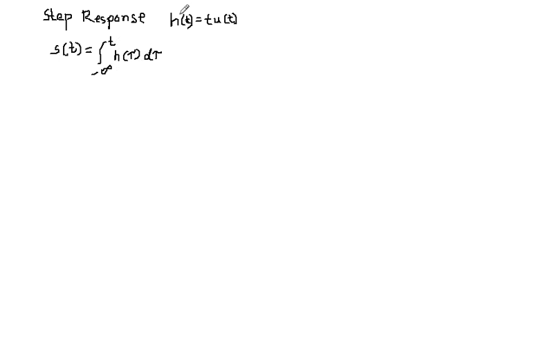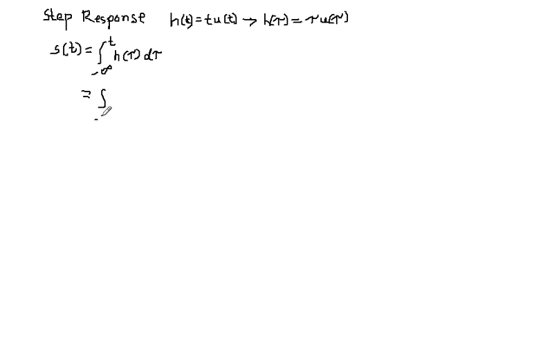Here h of t is given. Now this h of t we can convert into h of tau, no need to draw the signal. This h of tau is equal to tau into u of tau. Now let's substitute and find the step response of the signal.